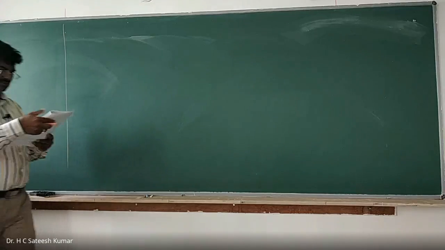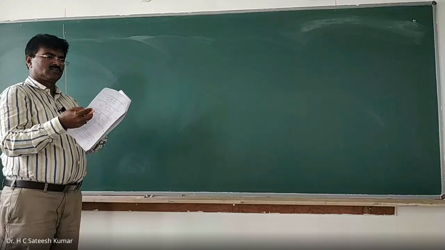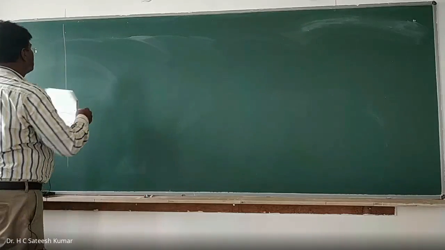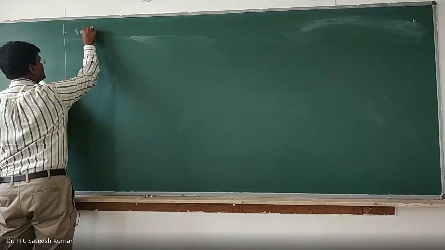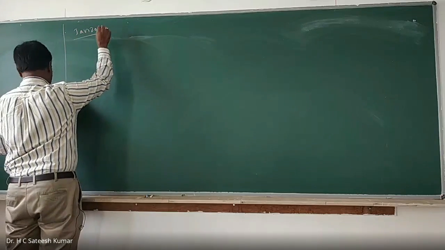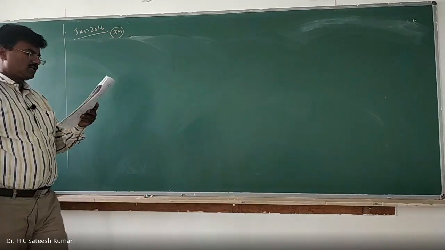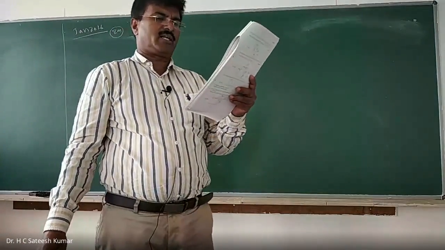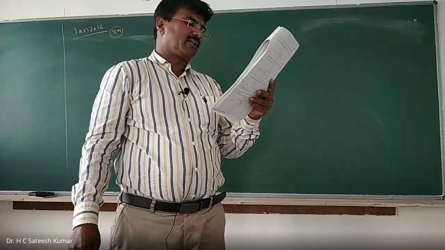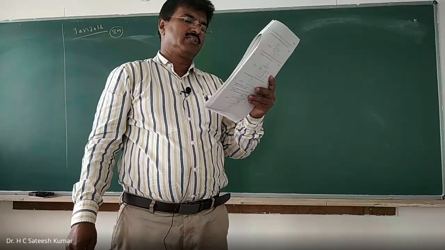Okay, right. So this is a question from January 2016. Okay, 8 marks question. The question is like this. In the circuit shown in figure, find the value of RL for which maximum power is delivered, and also find the maximum power that is delivered to RL.